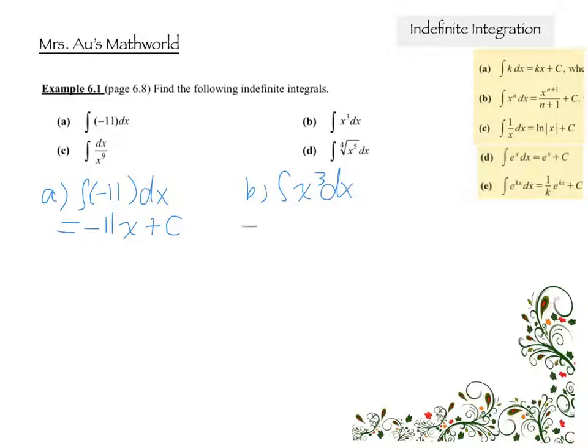Okay. So when you differentiate the thing to get x to the power 3, then you must have x to the power 4. But if you differentiate x to the power 4, you will get 4x to the power 3. But this one, you will only have x to the power 3. That means we need to divide by 4. So you get x to the power 3.